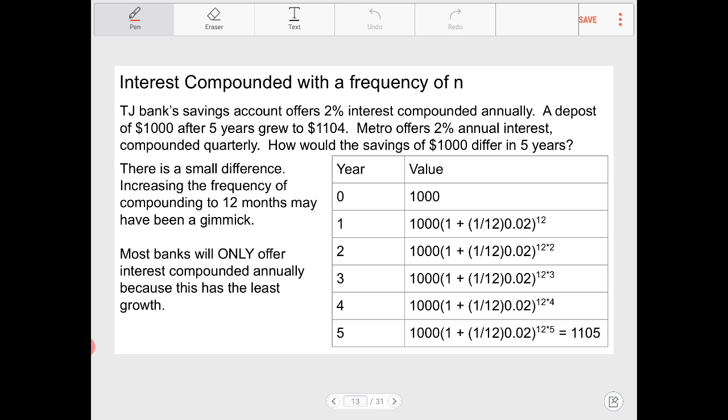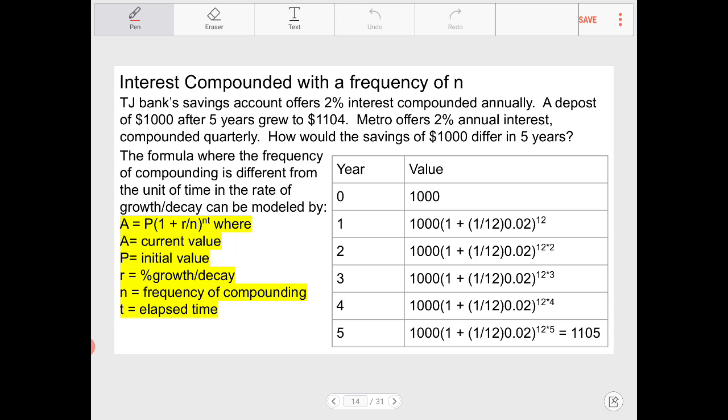So how can we take the situation here and all of these things that are listed out and transcribe them into another working formula? Because it does feel like we're doing something slightly different from applying P times 1 plus r to the t, doesn't it? So how can we modify this? Well, the modification will look like this. The formula where the frequency of compounding is different from the unit of time in the rate of growth or decay can be modeled by this.